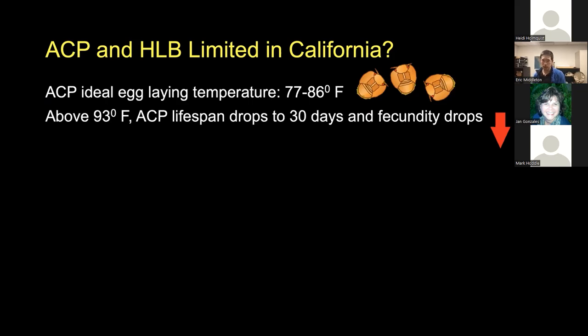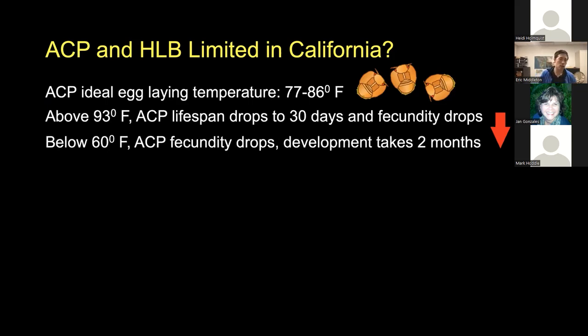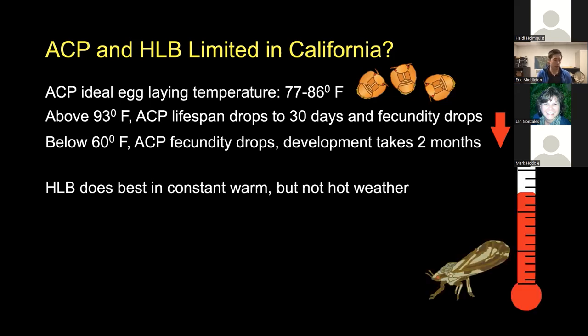So when it's too warm outside, as it is in many places in California that grow citrus or where citrus is present, at least in some parts of the year in the summer, it can get pretty warm. And so that means that the ACP isn't going to be doing nearly as well in those situations. Additionally, if it gets too cold, below about 60 degrees Fahrenheit, ACP fecundity also drops and development takes much longer. So in California, there's kind of a bunch of different places where it will either get too hot and or too cold for ACP to do particularly well, where in Florida, that's not nearly the case so often. So it seems that ACP isn't doing as well in California because of temperature ranges.